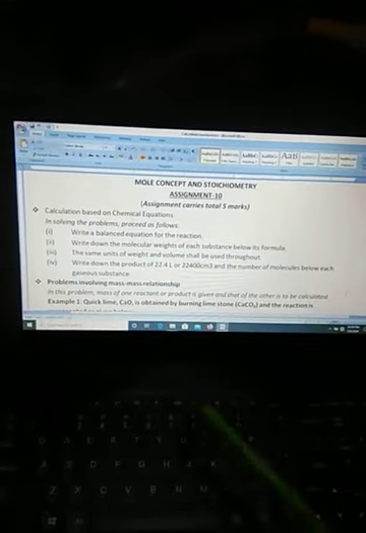Before doing this we need to know some points that will be useful while solving the numericals. The first point is to write a balanced equation for the reaction. Whenever you see a question, first you need to write down a balanced equation for the reaction. The second thing is that the molecular weight of each substance is written below its formula. When you write down the chemical equation, below each substance you write the molecular mass or molecular weight. Next, the same unit of weight and volume shall be used throughout.